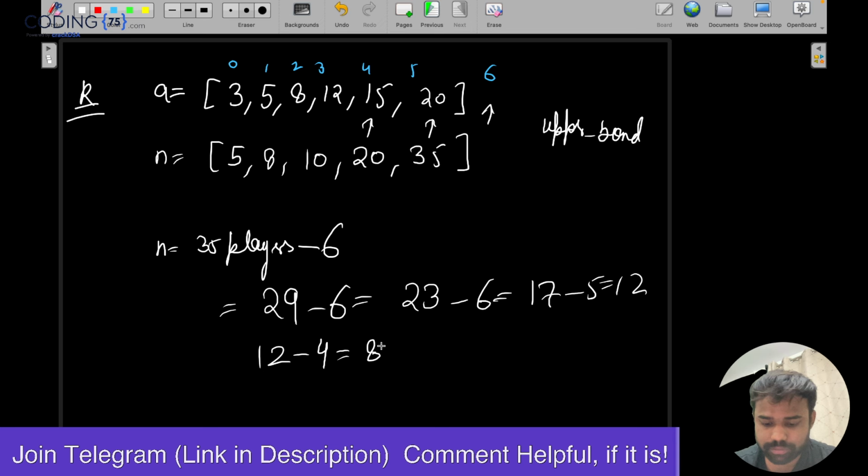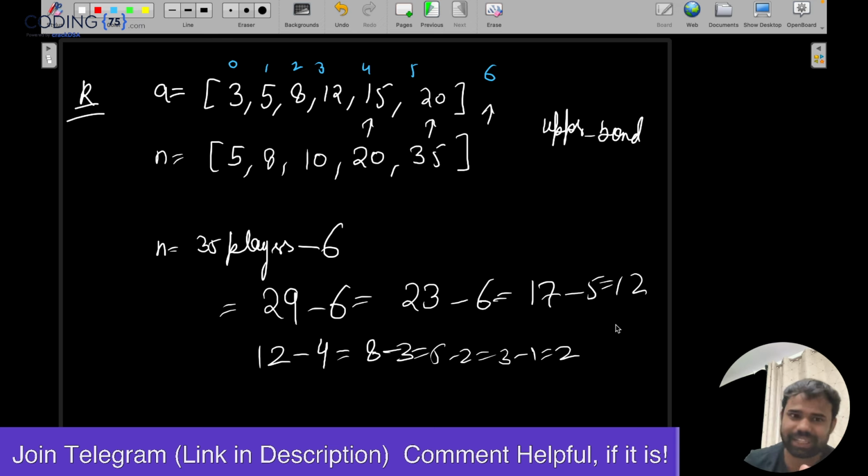Okay, now what's the upper bound of 8? The upper bound of 8 will be 12. So now how many will be removed? 5. Upper bound of 5 is 2. So 2 will be removed. 3. Upper bound of 3 is 1. 1 will be removed. So here also only 2 were left at the last. It's a coincidence that here also only 2 are left.